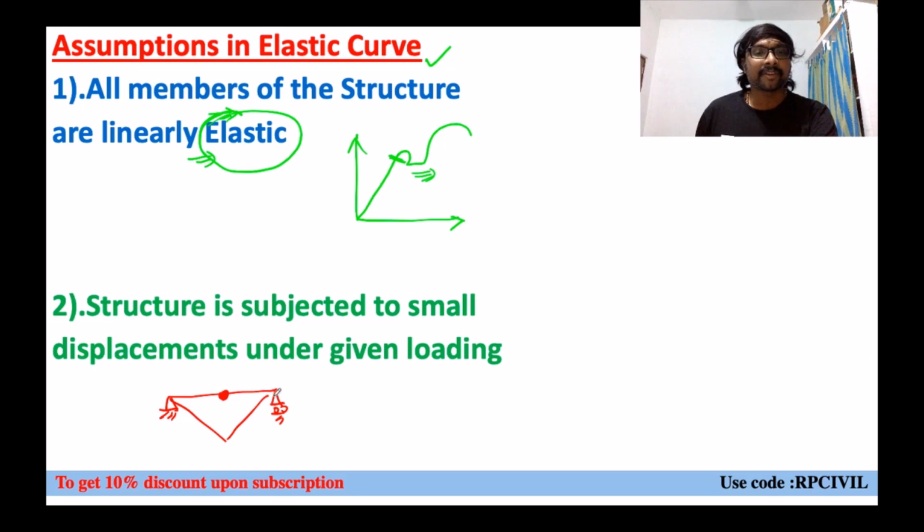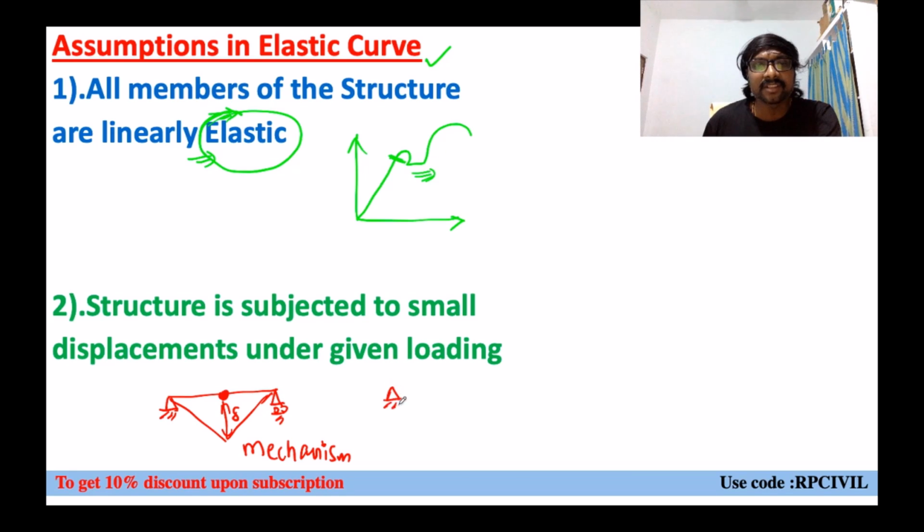Listen, for a mechanism, the deflection profile will be linear, and the deformation here will be very, very large, and it is comparable to the dimensions. Yes. Only for mechanisms, the deformations are very, very high compared to which one? Compared to the dimensions.